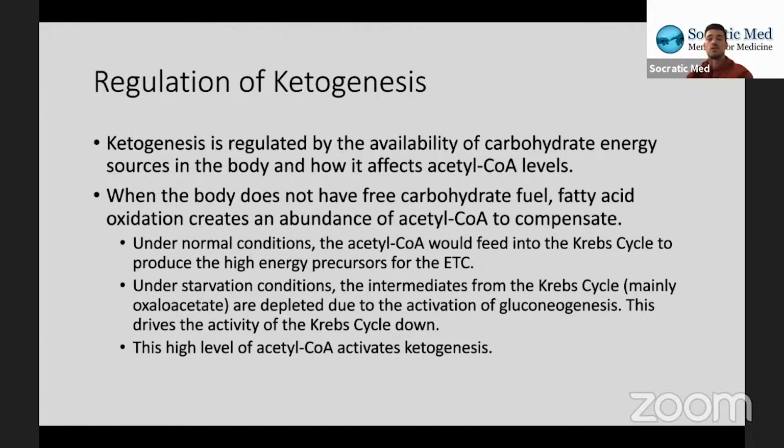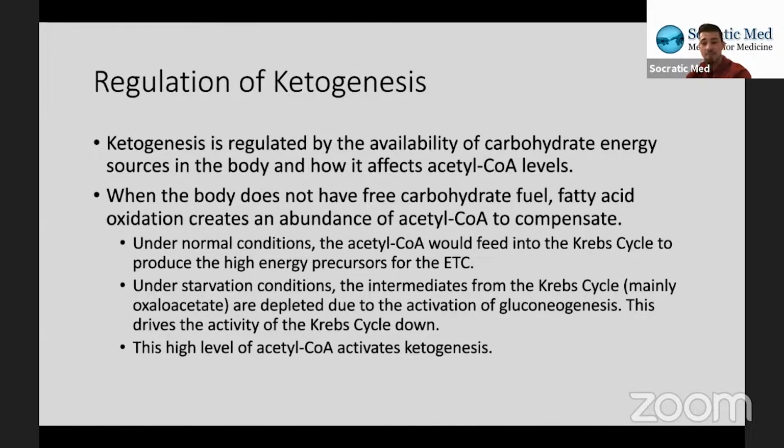Under normal conditions, the acetyl-CoA would feed into the Krebs cycle to produce higher energy precursors for the ETC. However, when ketogenesis is occurring, it's going to be because of starvation conditions. So under these starvation conditions, the intermediates from the Krebs cycle, mainly oxaloacetate, are going to be depleted because of the activation of gluconeogenesis. So a lot of the intermediates in the Krebs cycle are also precursors and intermediates in gluconeogenesis. So when we're under starvation conditions, we're going to shift our resources from the Krebs cycle to gluconeogenesis because we really need to make glucose. We have to get our blood glucose up. So that's going to take priority over the Krebs cycle.